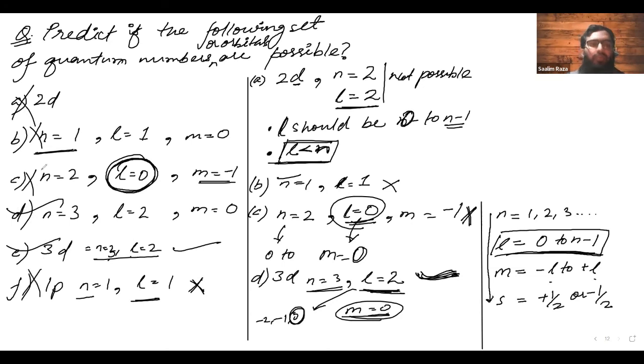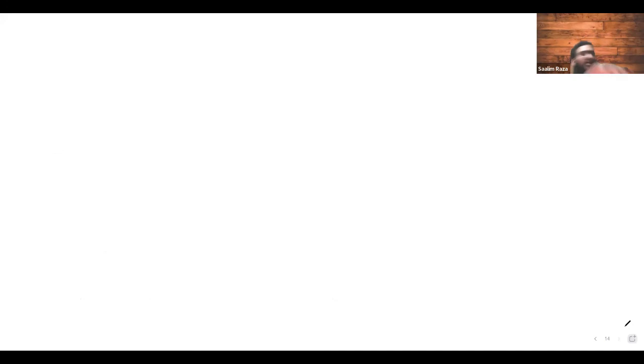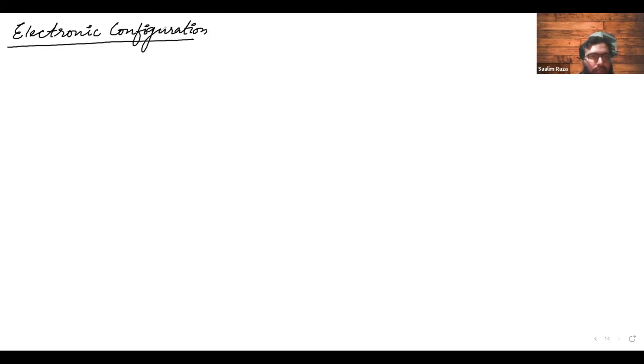F is not possible. Now we will move to this slide. This slide is very important. We are starting electronic configuration. What is electronic configuration? What we do here is filling of electrons in orbitals.